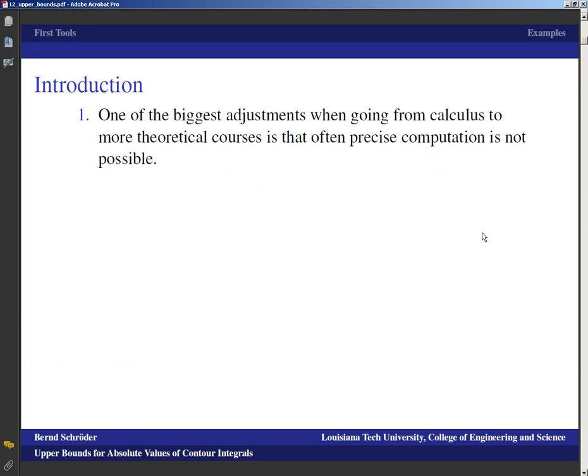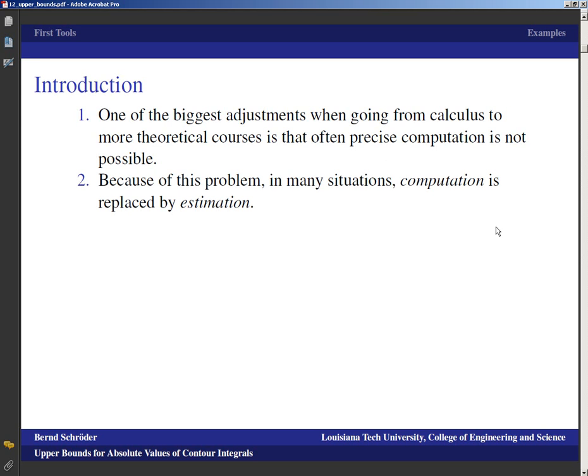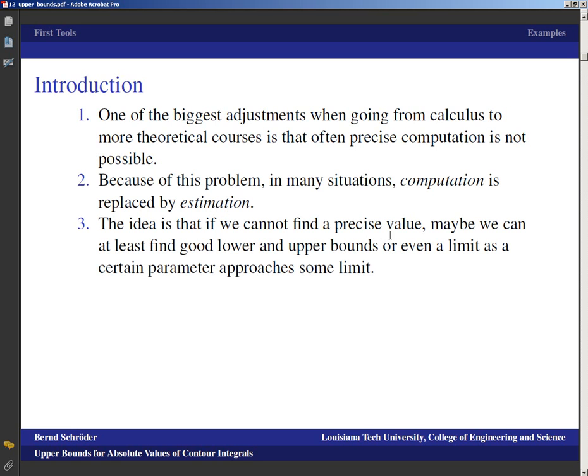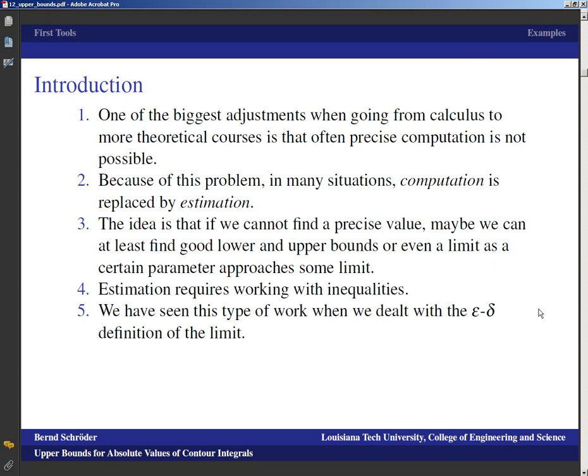Okay, so basically, just like I said, one of the biggest adjustments when we're going from calculus to the more theoretical courses is that precise computation is often not possible. Because of that, computation is often replaced by estimation, and basically the idea is if we can't find the precise value, maybe we can at least find good lower and upper bounds, or even a limit as a certain parameter approaches infinity or some other limit, and that limit might ultimately be the actual value. So estimation, because of upper and lower bounds as well as distances to limits, requires that we work with inequalities. And we've seen how that goes when we dealt with the epsilon delta definition of the limit.